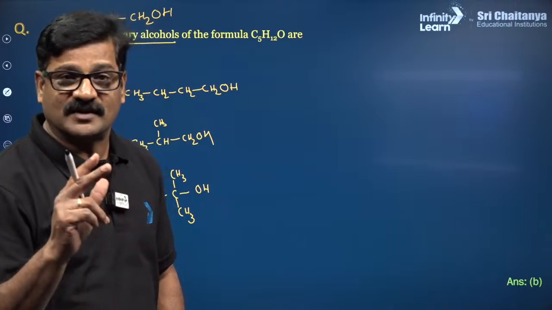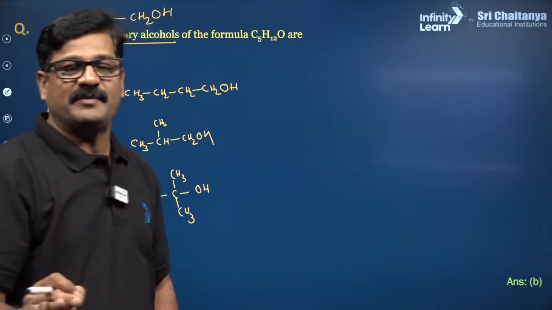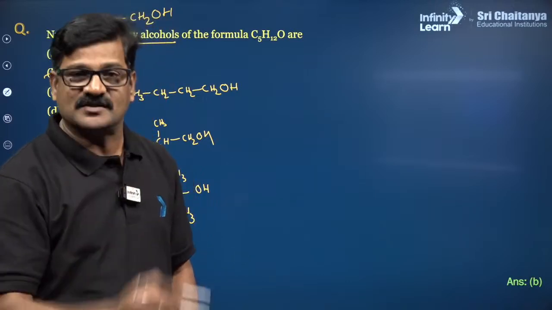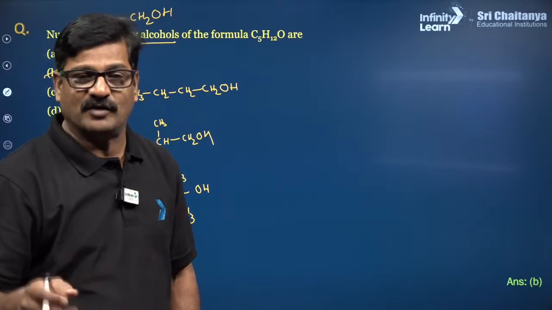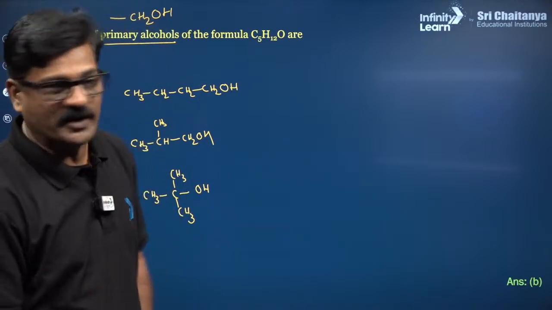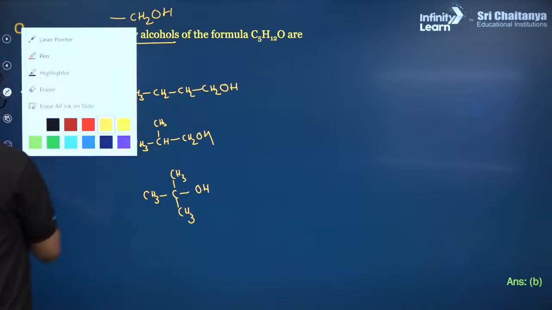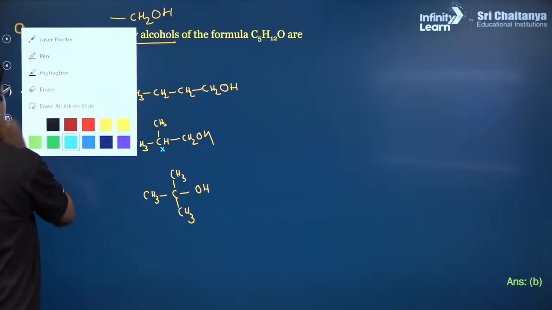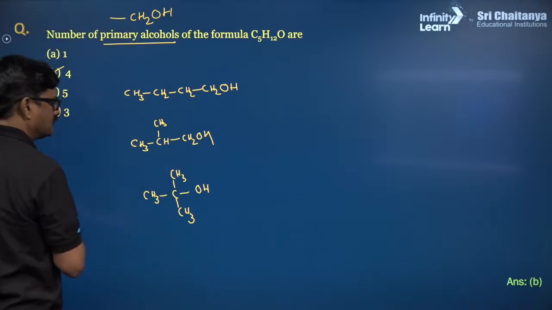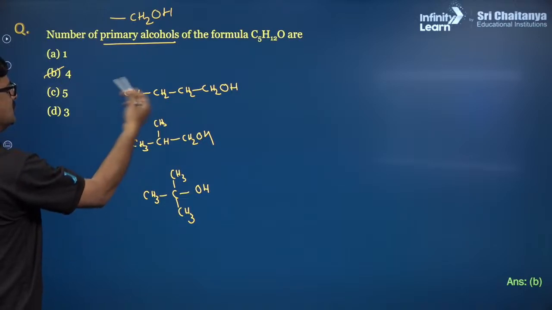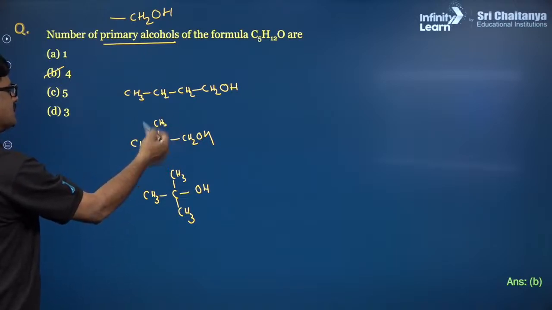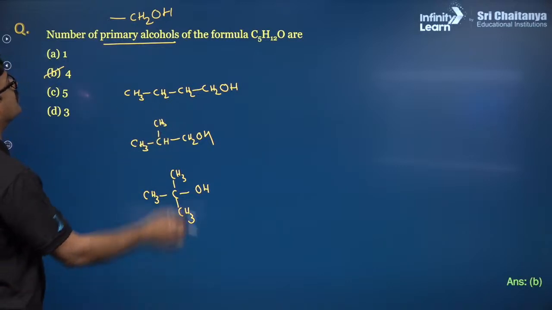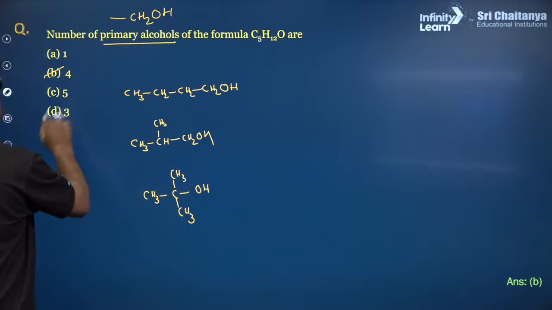When isomers are given, if specifically mentioned, consider structural isomers. If it is not specified, you have to include stereoisomers, optical isomers. So when you talk about stereoisomers, it is not optically active here. Only 3: 1, 2, 3. So for the primary alcohols, only 3. It is coming to D.